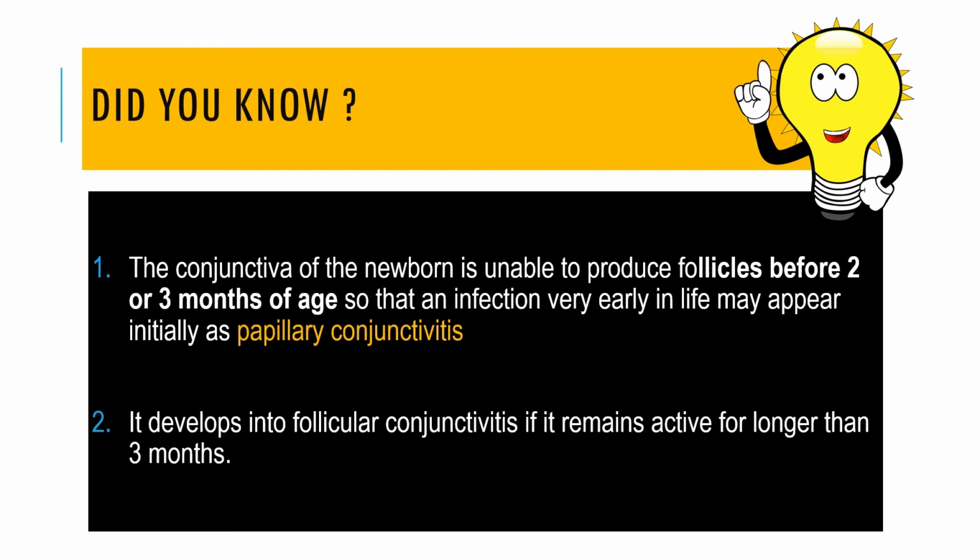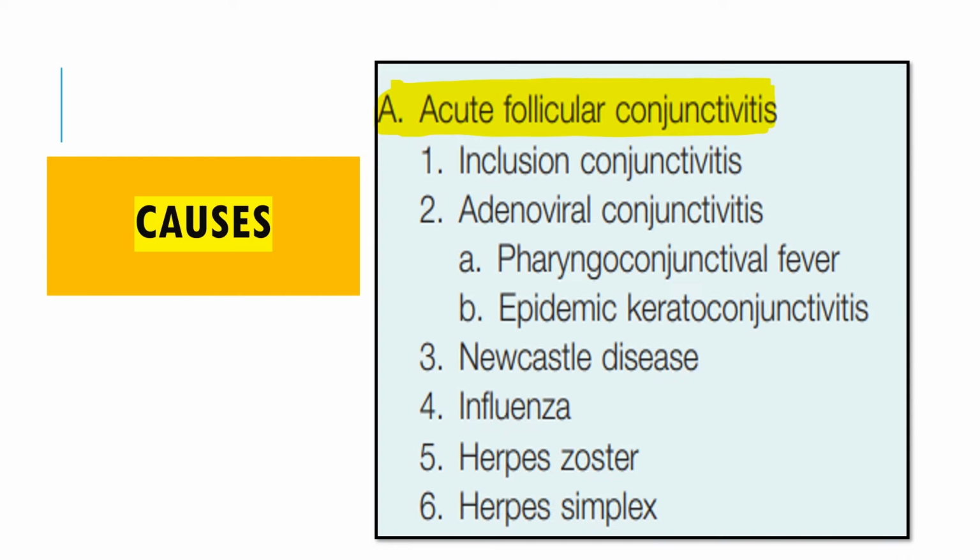Now, another important clinical point is that the conjunctiva of a newborn baby is actually unable to form a follicle before 2 to 3 months of age. Okay, so if any infection occurs in a child, whether it is viral or bacterial etiology, in early life, it will actually happen as a papillary conjunctivitis. For it to develop into follicular conjunctivitis, the infection has to remain active for longer than 3 months. So that is very, very important.